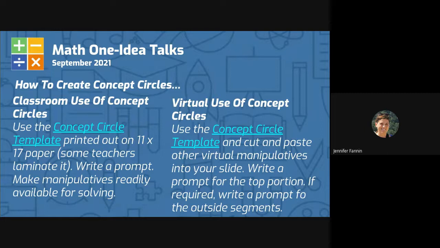For classroom use, we could definitely use a concept circle template. Printed out on 11 by 17 paper. Some teachers even laminate so that they can reuse. They could write a prompt and have manipulatives readily available for solving if students decide to use manipulatives. If we're using the virtual version, we could, again, create the concept circle template and then cut and paste other virtual manipulatives into your slide. Write a prompt for the top portion if required, and write a prompt for the outer segments.